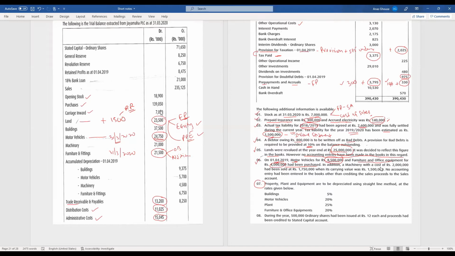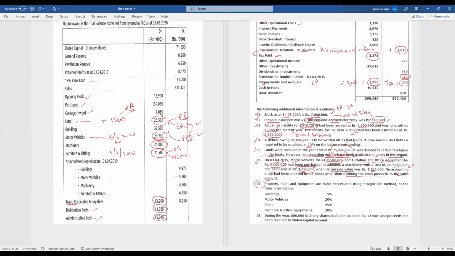In addition, a machinery with a cost of 2 million had been sold at 1,750,000 when its carrying value was 1.5 million. No accounting entry had been entered in the books other than crediting the sales proceeds to the sales account. So there was a machinery with a cost of 2 million. Machinery, you are given 21 million. Of this, 2 million were sold, and this was sold for 1,750,000 when its carrying value was 1.5 million.